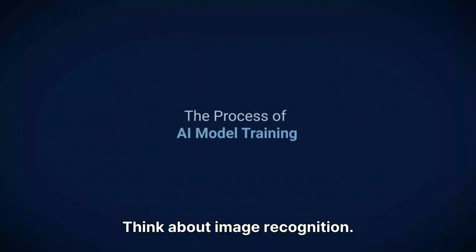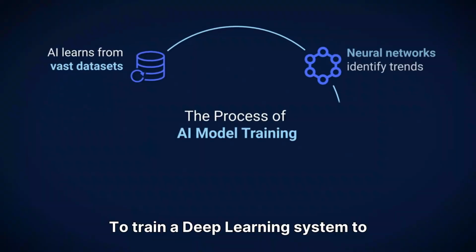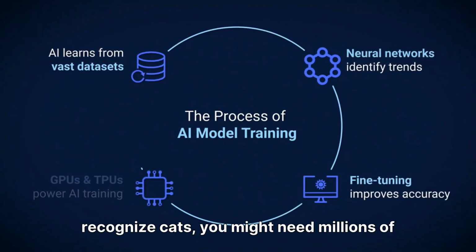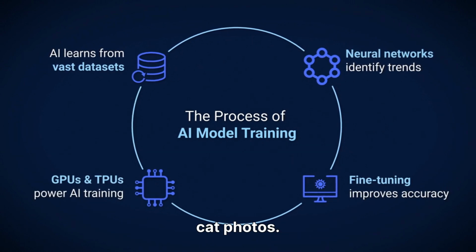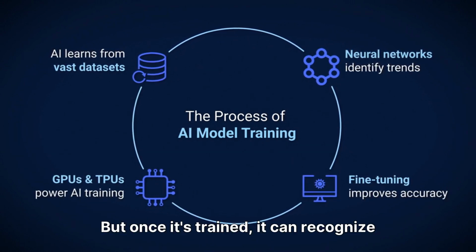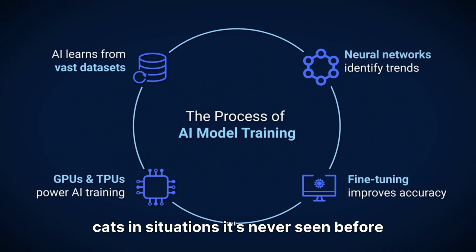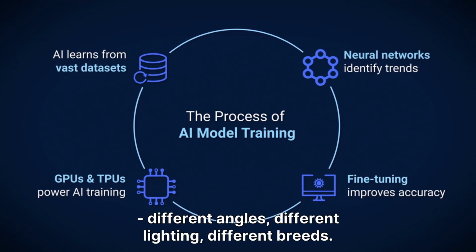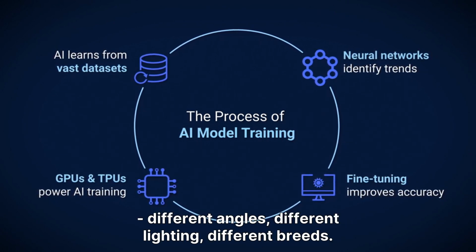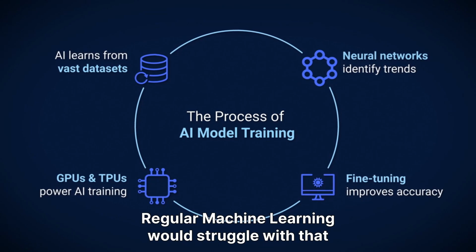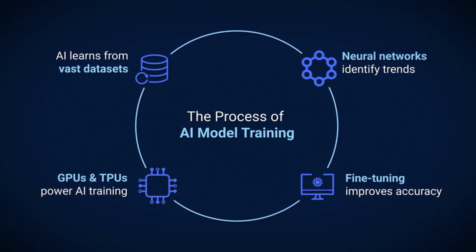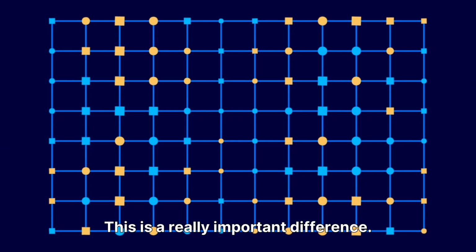Think about image recognition. To train a deep learning system to recognize cats, you might need millions of cat photos. But once it's trained, it can recognize cats in situations it's never seen before. Different angles, different lighting, different breeds. Regular machine learning would struggle with that level of complexity.